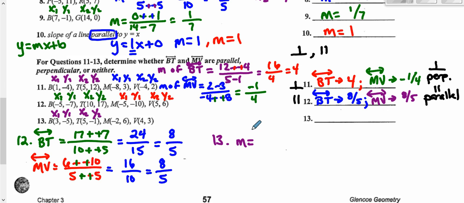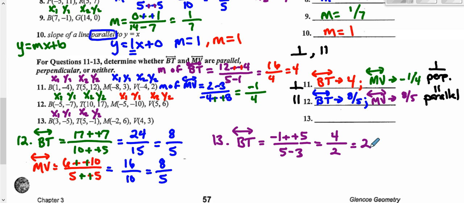So we're going to have the slope. Let me go ahead and label that with the name first. BT is my first line. So we have -1 minus -5 over 5 minus 3. This is going to give me -6. No, it's not. I didn't change that to a positive. It's going to give me +4 over 2, which is 2. Okay, so BT in this case is 2.